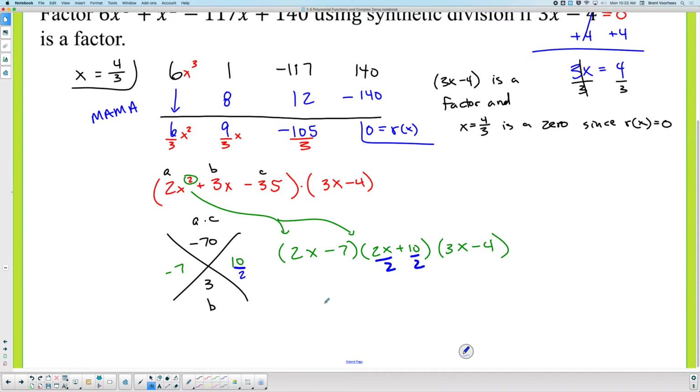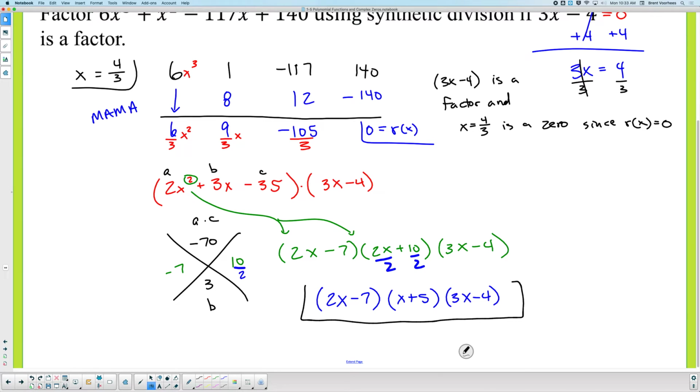So here's how our final answer would look. We'd have 2x minus 7 times x plus 5 times 3x minus 4. That's the final factored form. Now that says to factor it, that's all it tells us to do. So I will say that's our answer.